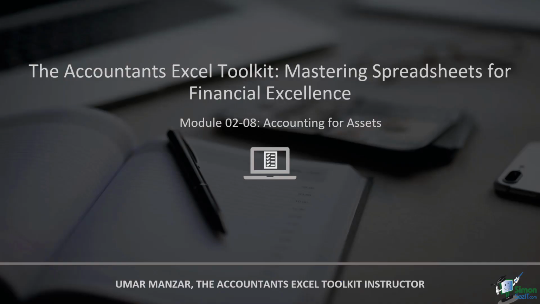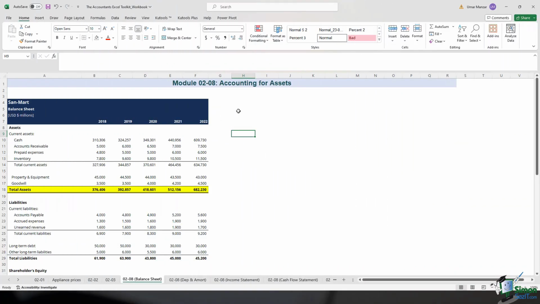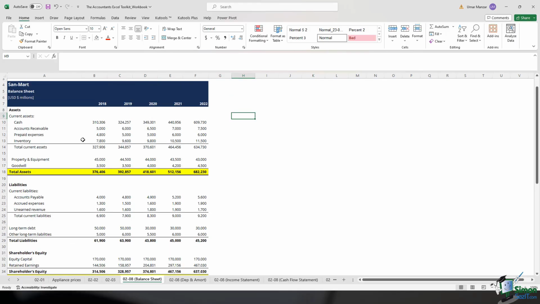Welcome to another enlightening module where we embark on a journey into the intricate world of accounting for assets. An asset, in its broadest sense, is a valuable entity contributing to the worth of an individual or organization. In the business realm, assets come in various forms, tangible and intangible. Properly managing these assets is key to maintaining a healthy balance sheet and ensuring operational success.